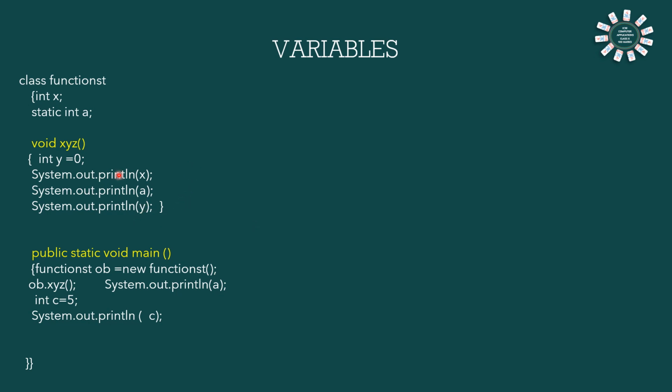A local variable will only belong to the particular block where it is declared. It cannot be accessed outside. Same here, c will be used only in the main program. No function can use it. And y, the function xyz can use it. And if you want to use y, we have to call the function and the function will be able to access the local variable. Outside the block, the local variable is not available.